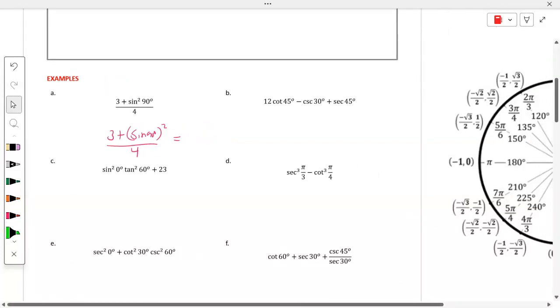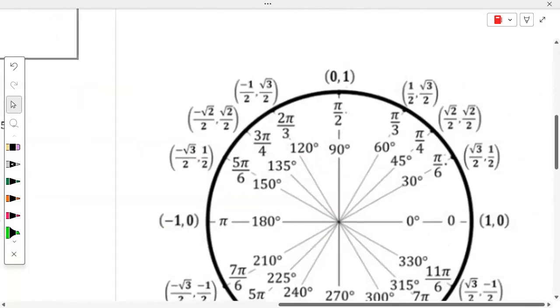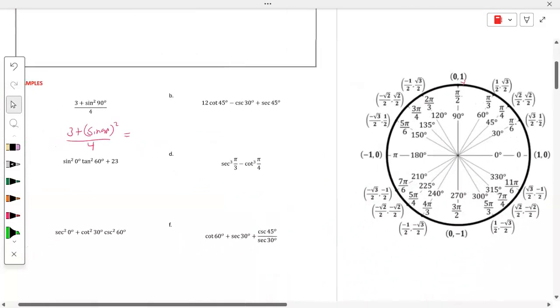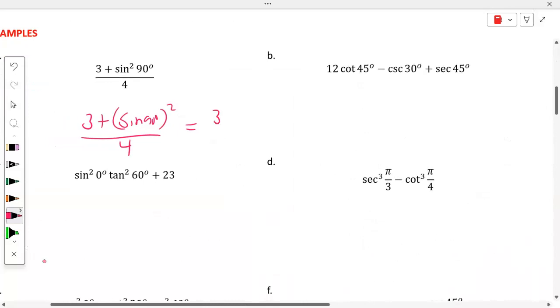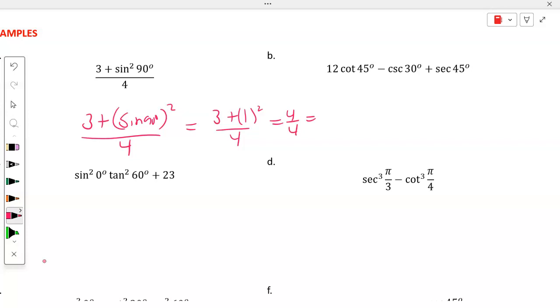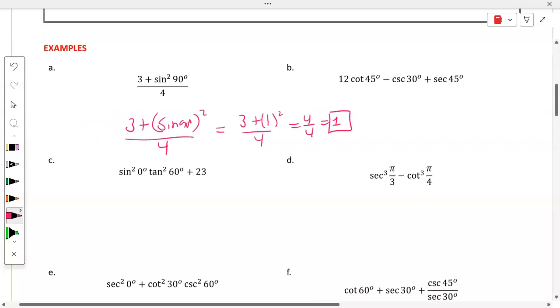Well, I know that sine is y, so we essentially want the y value at 90 degrees, which should be 1. So the sine of 90 simplifies to 1, getting us 3 plus 1 squared divided by 4. We know 1 squared is 1, and 1 plus 3 is 4, and 4 divided by 4 is just 1. So all of that to get an answer of 1 for letter A.